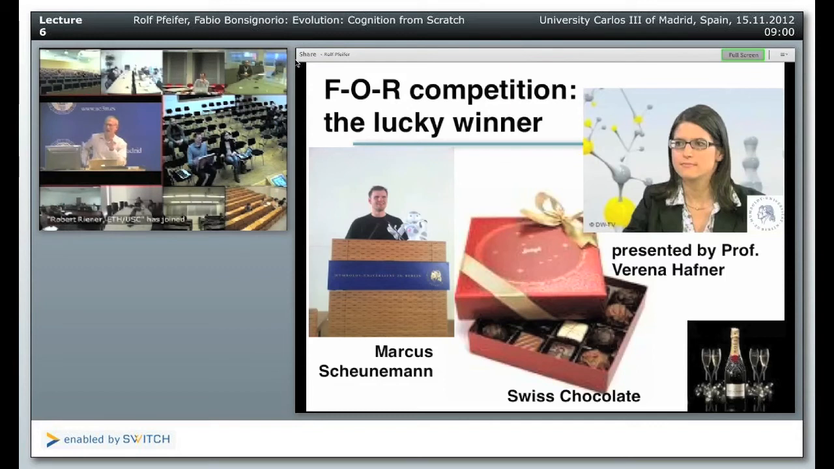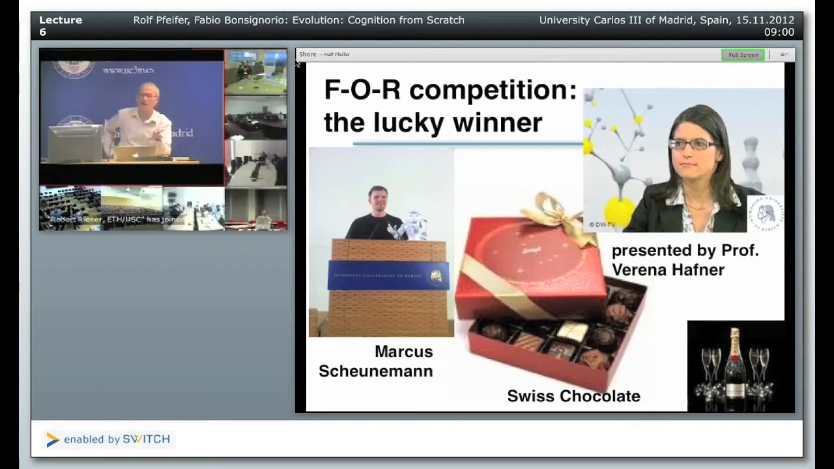Okay, so the competition will continue until the end of the lecture series. So it's really worth paying attention. And thanks a lot, Verena, for managing the chocolate. Verena also got her PhD in our laboratory in Zurich, so she's very familiar with Switzerland and Swiss chocolate. Okay, thanks again, Verena.